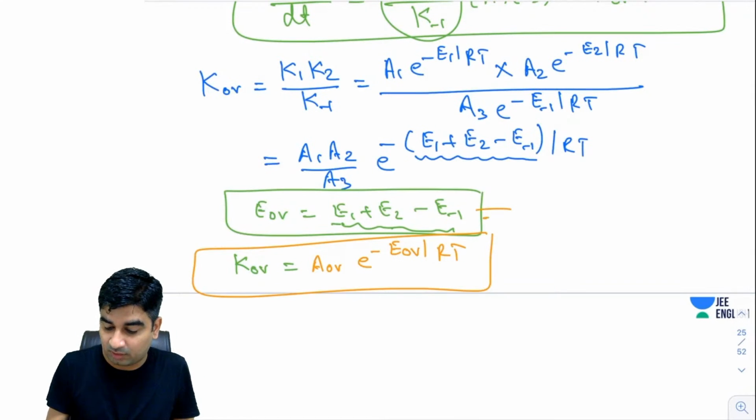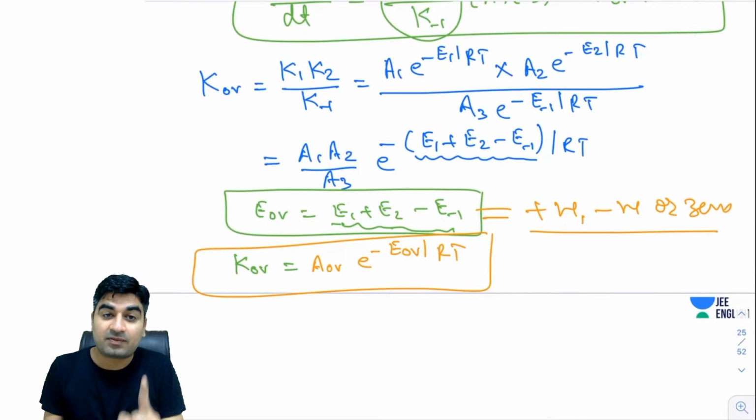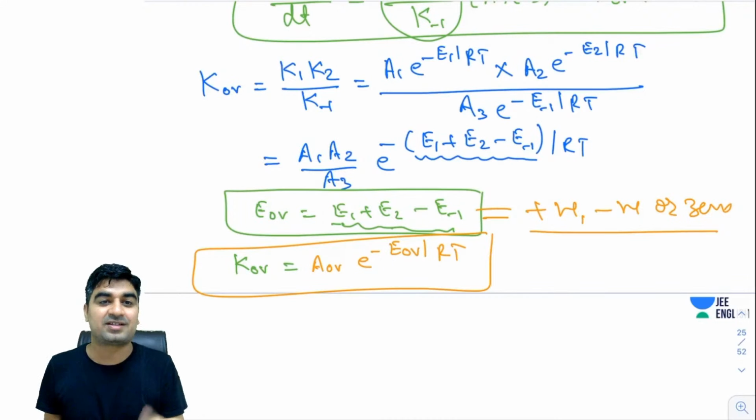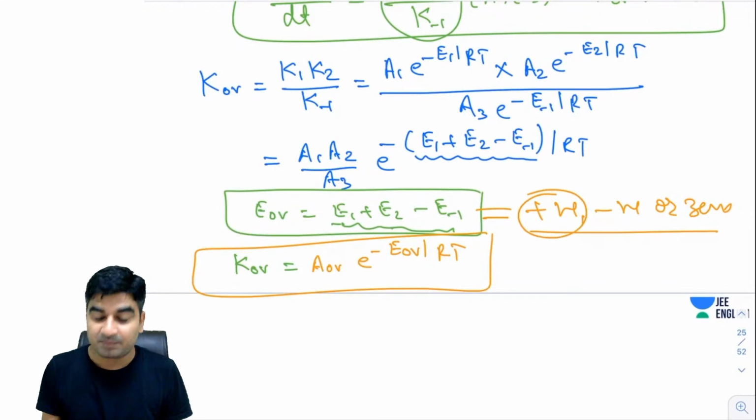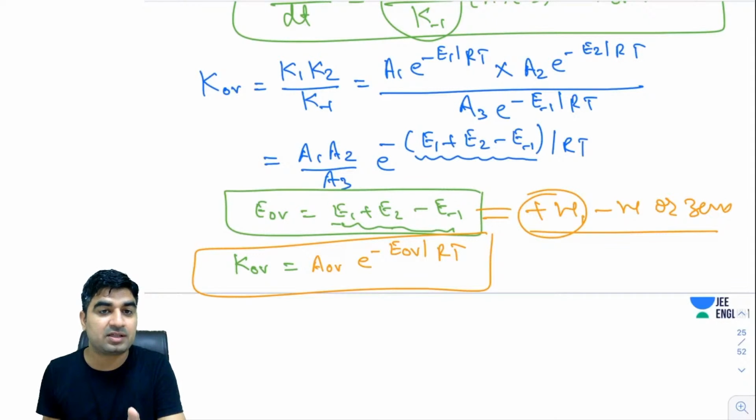So this E overall can be positive, negative, or zero. So I can say if a reaction is complex, its rate of reaction may increase or decrease on increasing temperature. Because if it is positive, then on increasing temperature, rate of reaction will increase. We have already done this in the last-to-last lecture.